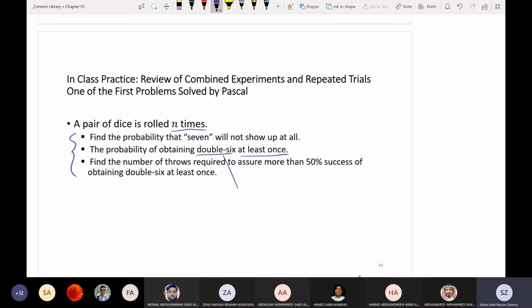What is the probability of obtaining double six when we have only rolling one time? So the question that you need, I need your answer on the private chat. What is the probability of obtaining double six if we roll the pair of dice only one time?